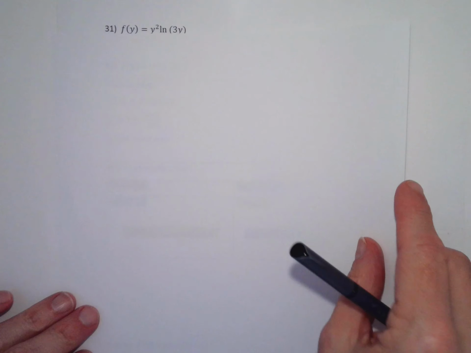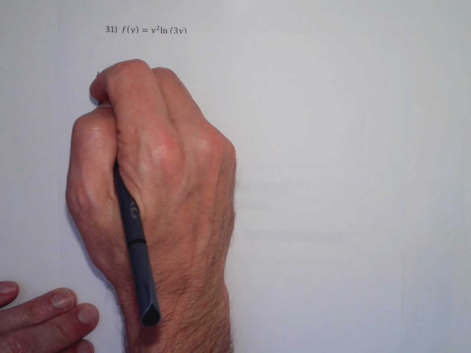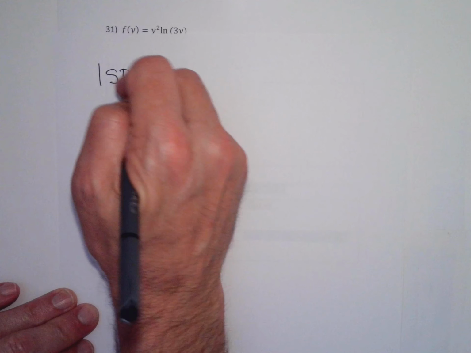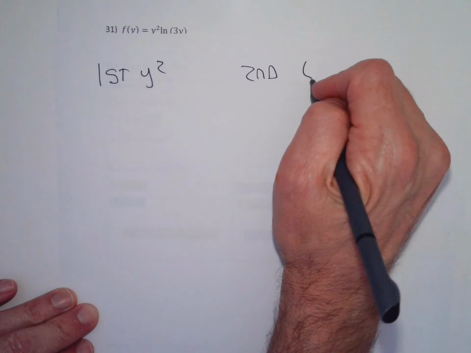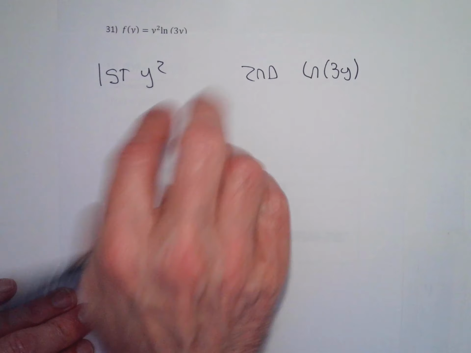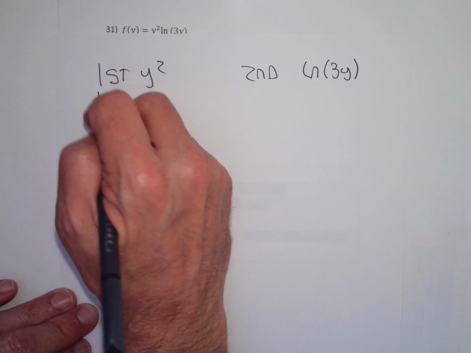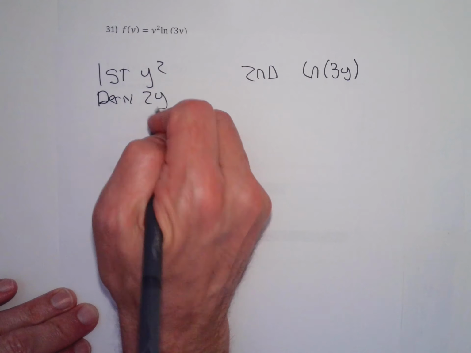So for 31, immediately I see product rule. The first is y squared. The last is the ln of 3y. It's multiplication. Both factors have a y. I need the product rule. The derivative of y squared is 2y.